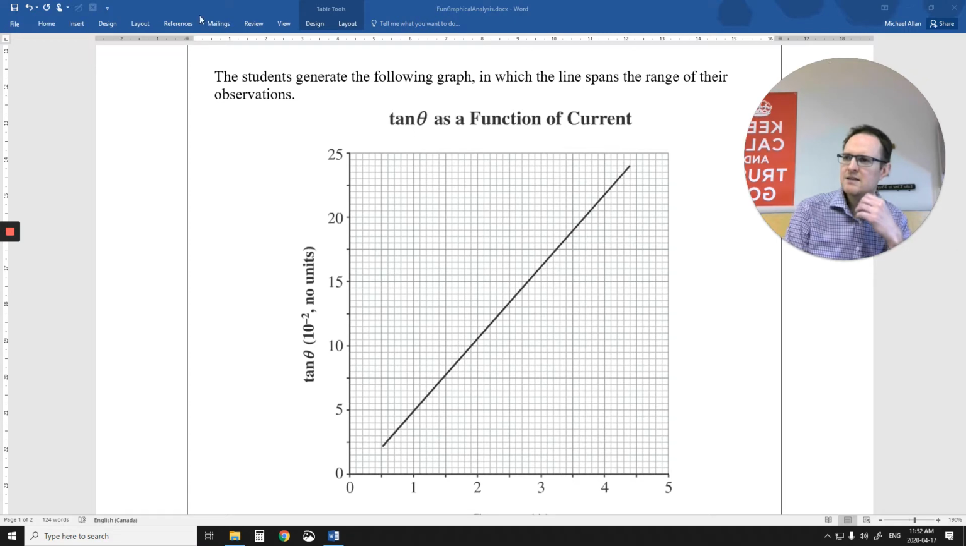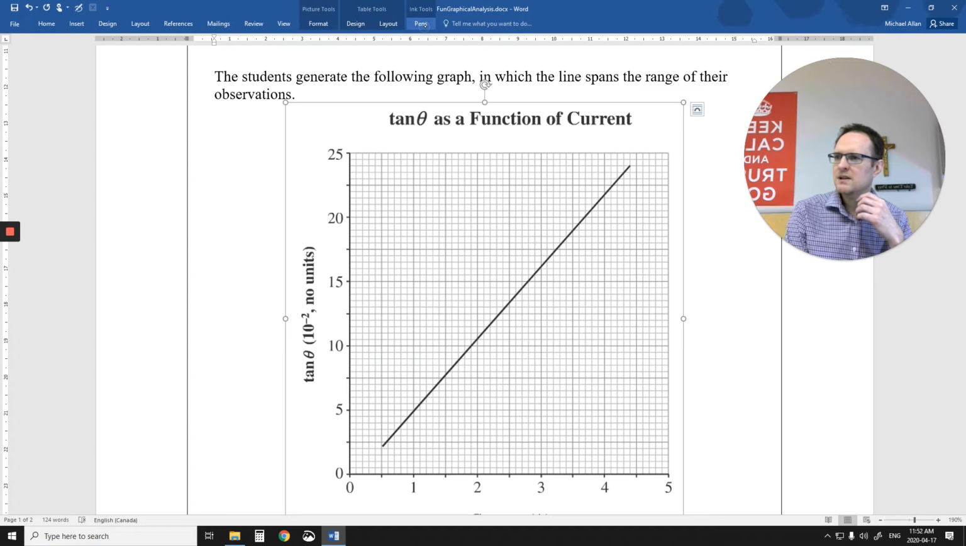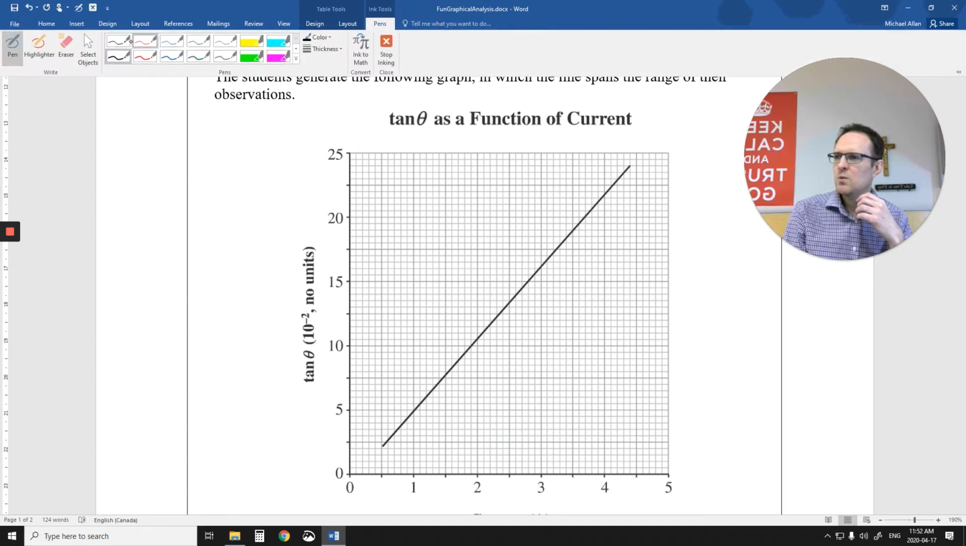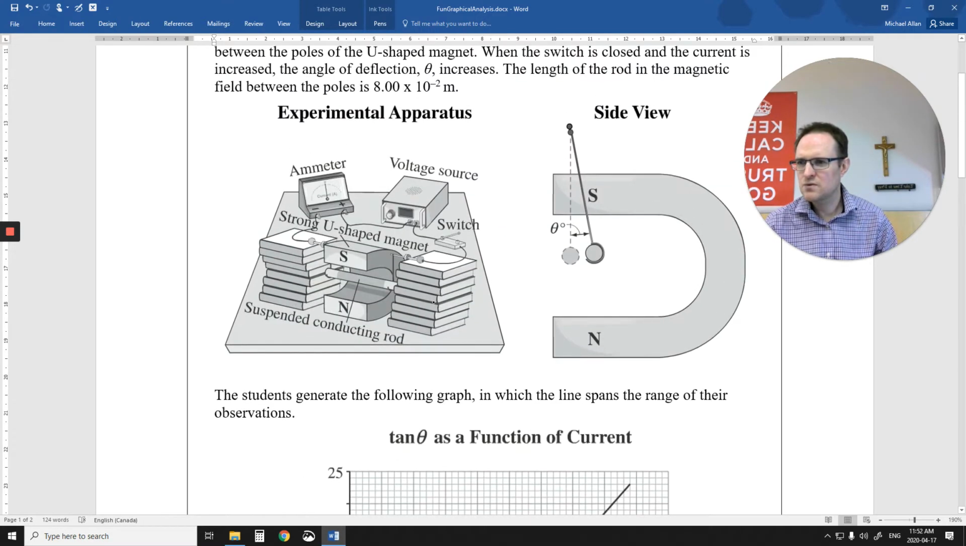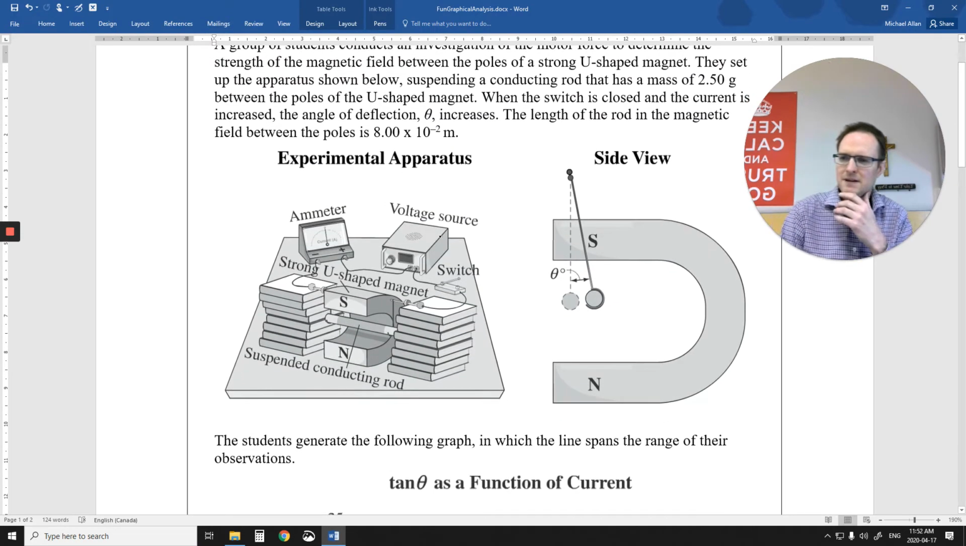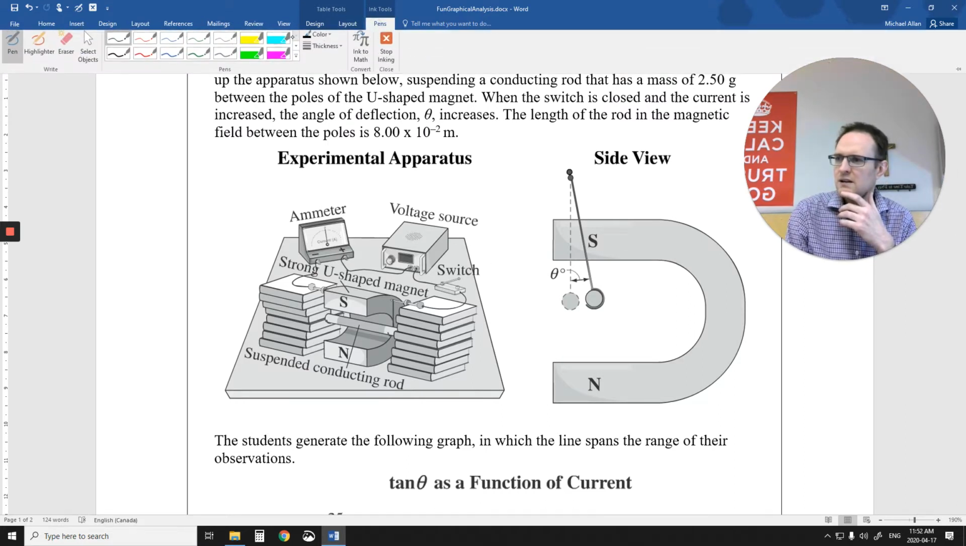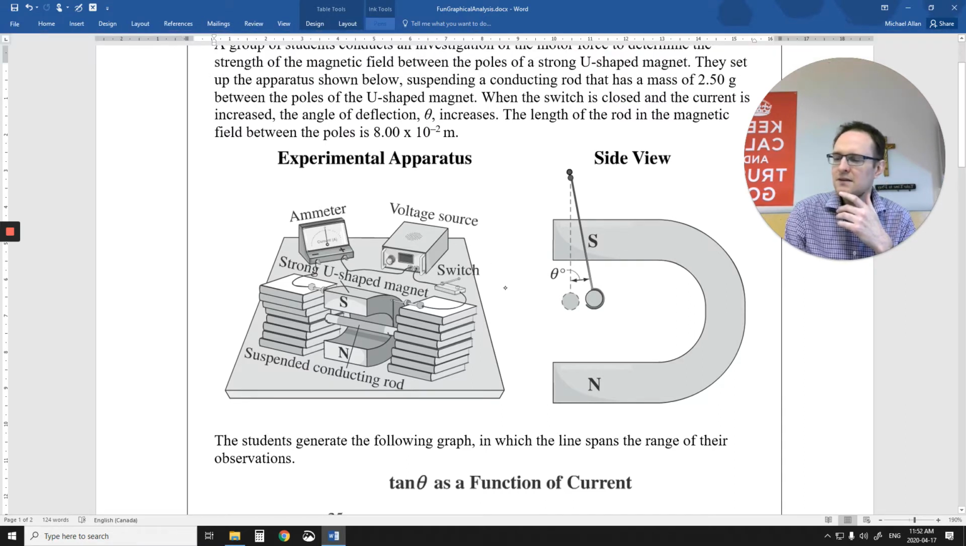Why did they decide to use tan theta for this? Let's look at this diagram and figure out what's happening. First of all, I can see that if I were to draw in my magnetic field, it's going from north to south. So there's my magnetic field. I probably don't necessarily need to draw this part, but that's the direction my fingers are going to go.